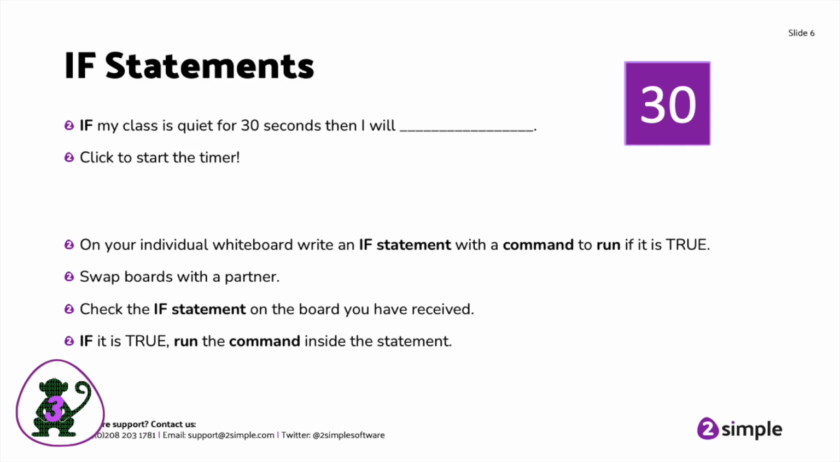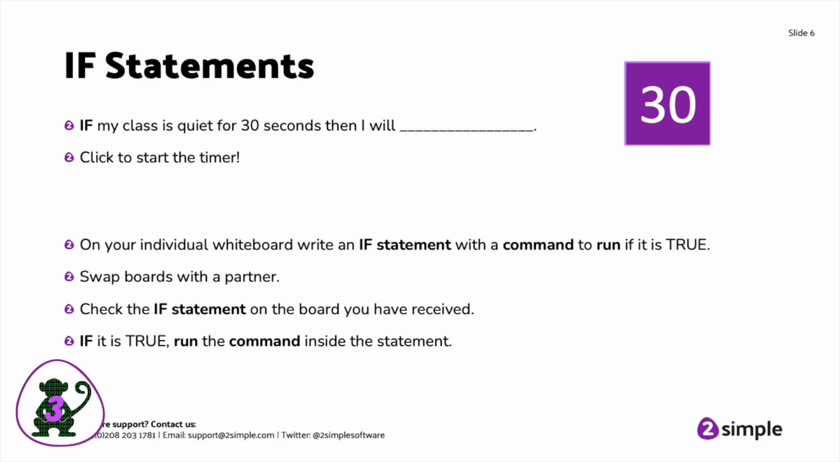Children can then work in pairs. Each child writes an if statement on their whiteboard, then swaps with partner. Children check the written if statement. If the statement is true, it is carried out, or run. Discuss as a class whether any of the statements were not true.